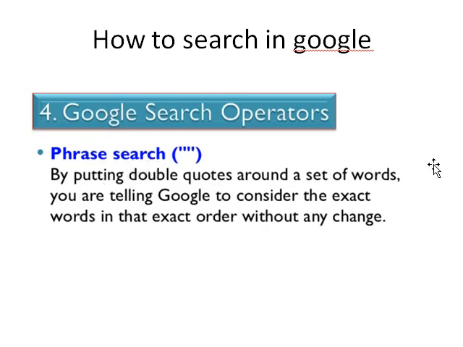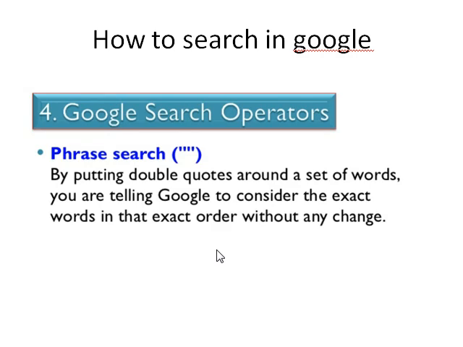We will put double quotation marks around a word or a set of words, two or three words. It means that you are telling Google to consider the exact words in that exact order without any change. It is the main phrase.